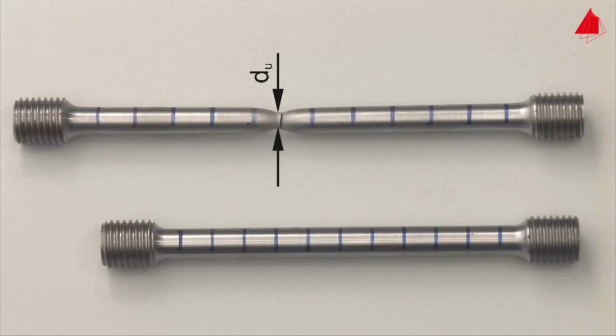By measuring the smallest diameter at the point of fracture, the percentage reduction of area can be calculated. It describes the reduction of cross-sectional area at the point of fracture in relation to the original cross-sectional area.